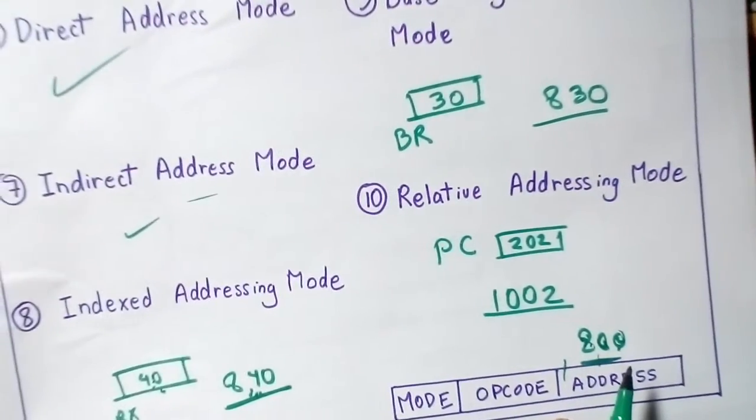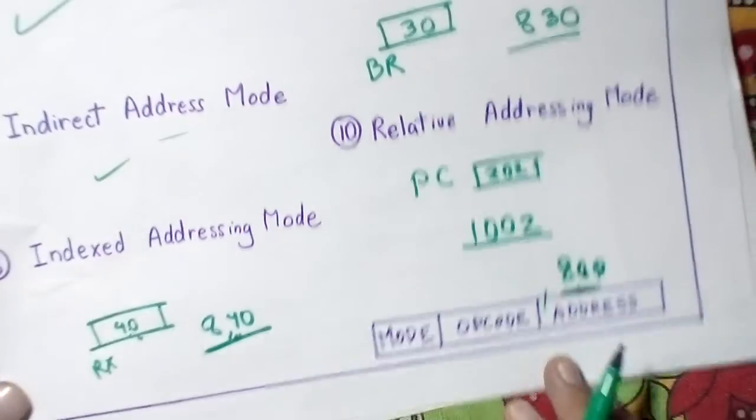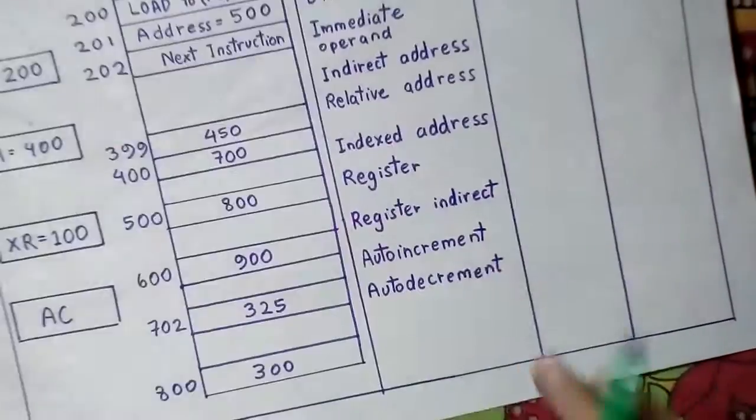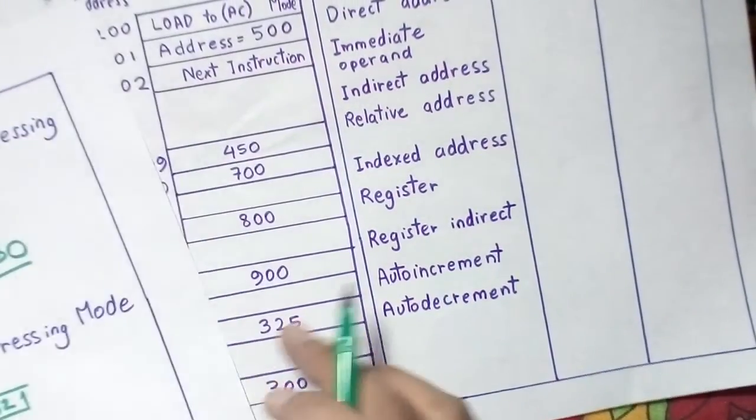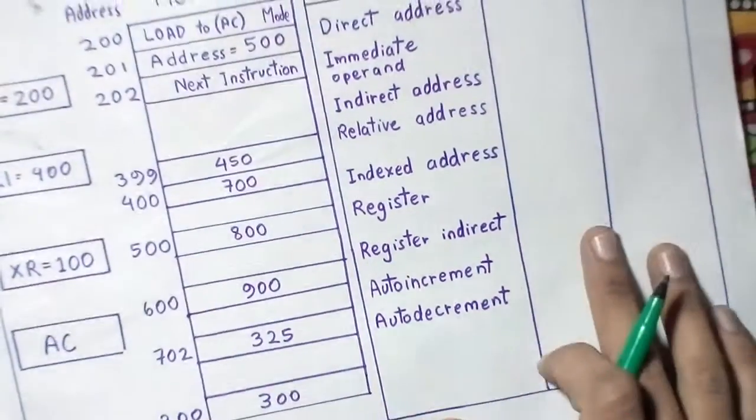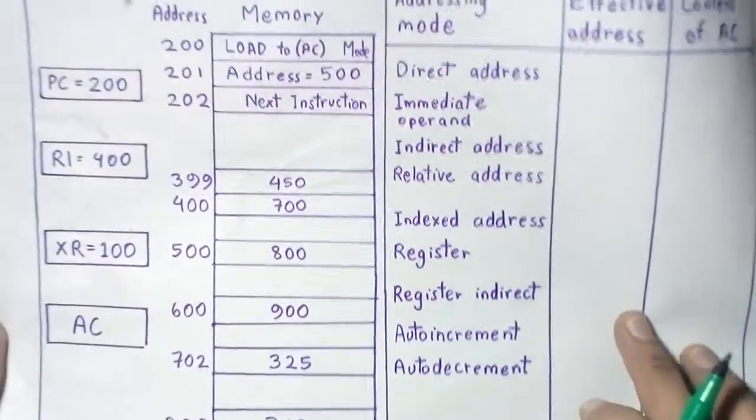Now let's look at the examples. We have an example table where we have to find the addresses, which will make it easier to understand.